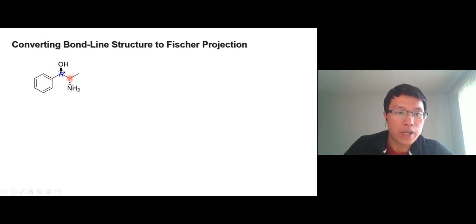And this carbon right here, so we got nitrogen, that's number one. We got carbon and carbon. Carbon with oxygen, number two. Carbon with all hydrogen, number three. And hydrogen points toward us. That's four, right? So we go 1, 2, 3, looks like R. Flip it to S. Okay, so we got an R on this.